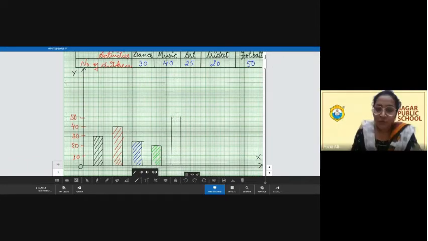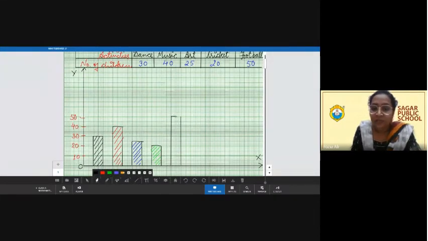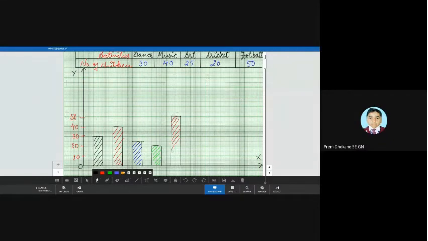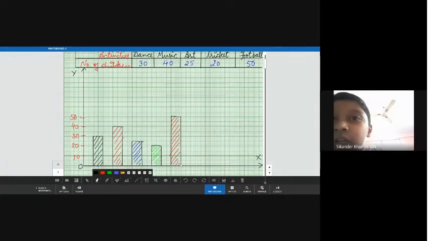So here you have seen that the height of the bar is showing the frequency of the observations. The more number of children are liking a particular activity, that particular bar is the tallest. So which activity is liked by more number of students? Football.